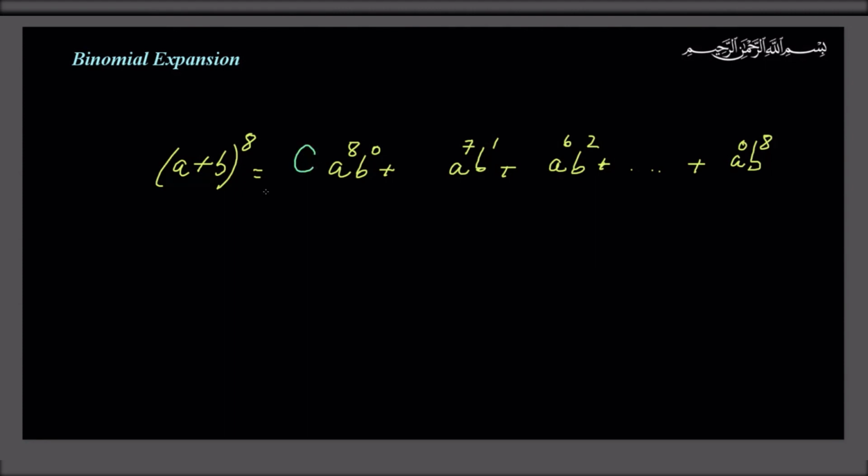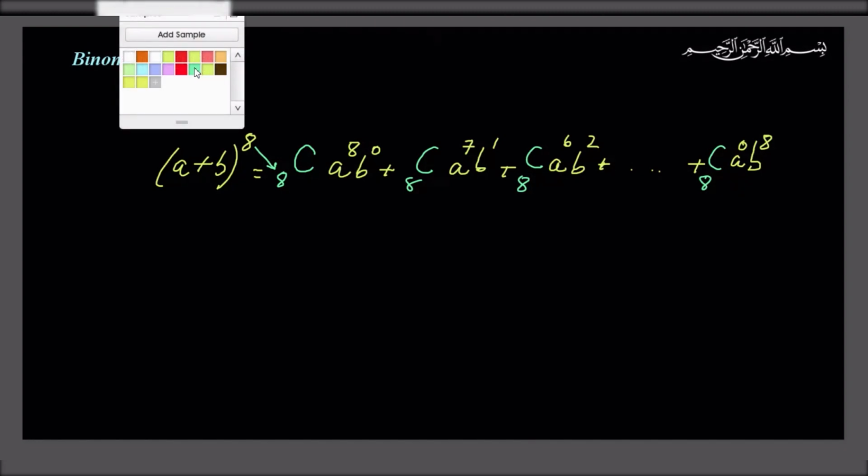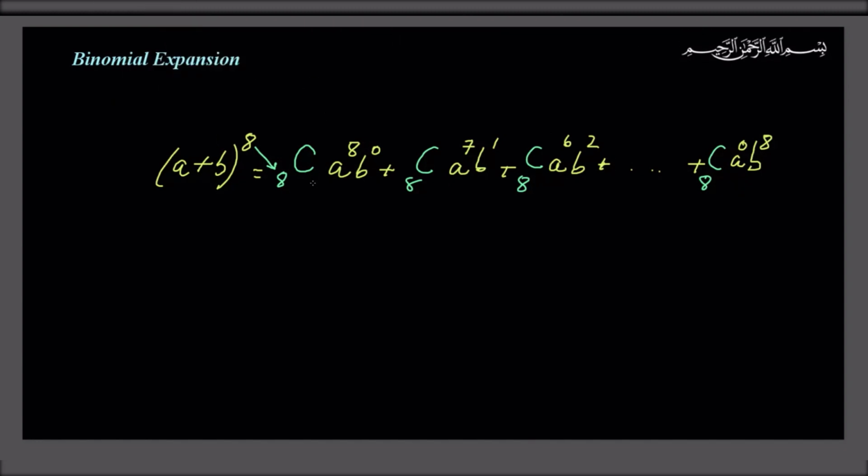So this is going to be a combination where you're always choosing from 8: combination 8, combination 8, combination 8. Then, just like Pascal's triangle, you start out with 0. 8 choose 0, 8 choose 1, 8 choose 2, all the way to 8 choose 8 over here. Either way you do it, you can get the binomial expansion this way.